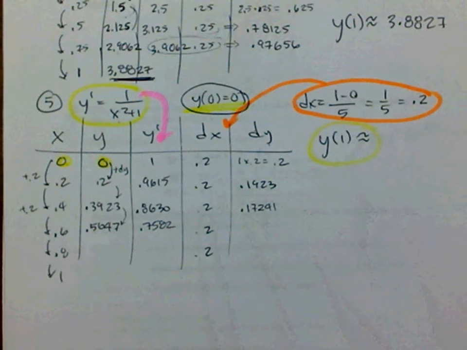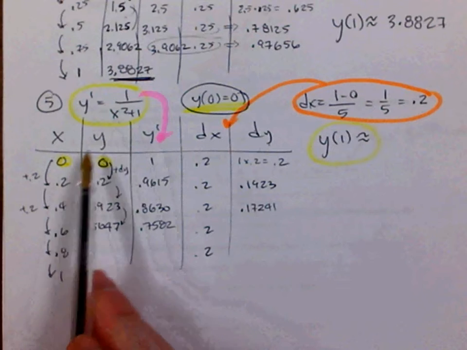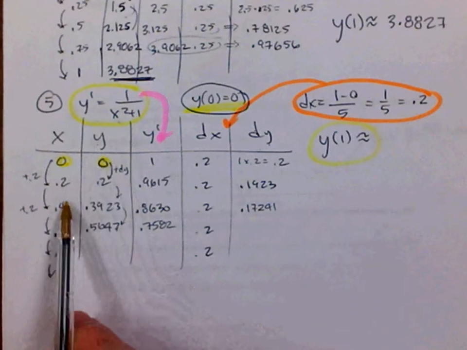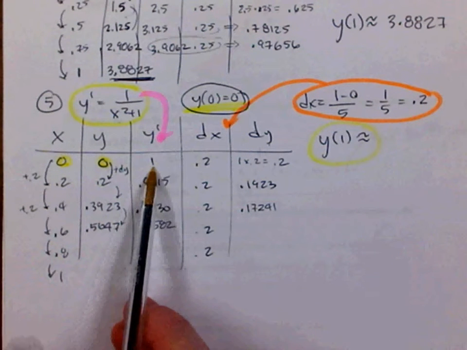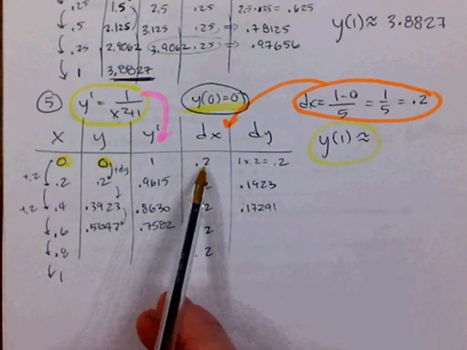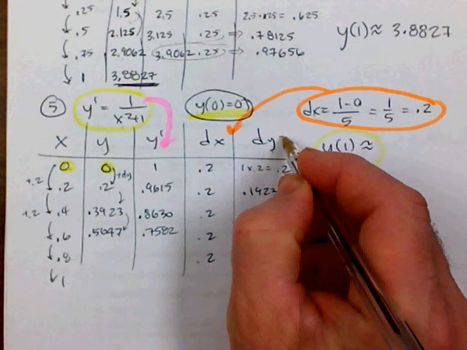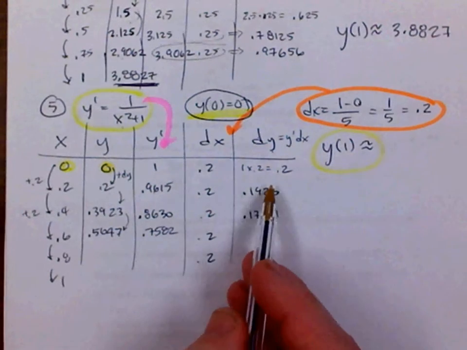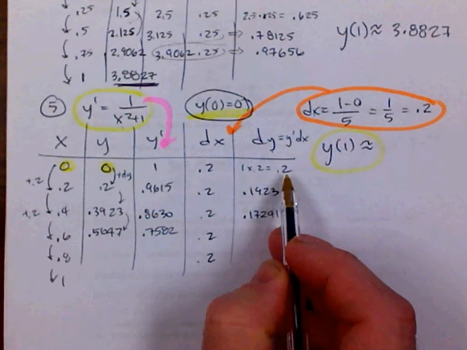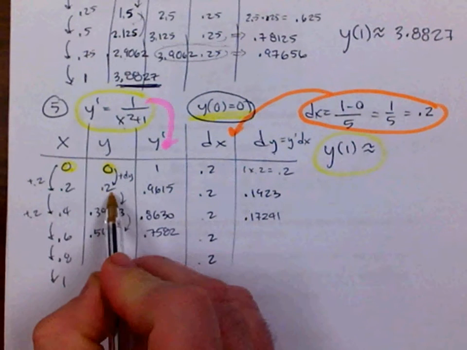To explain where we got the other items in our table, remember y prime comes from the equation here, substituting in each x value, squaring it, adding 1 to it, and taking the reciprocal. Our first y prime value is 1. We use the dx and the y prime value to find dy. dy is a simple calculation of y prime times dx. 1 times 0.2 gave us 0.2. That dy value is added each time to the previous y to get the new y.